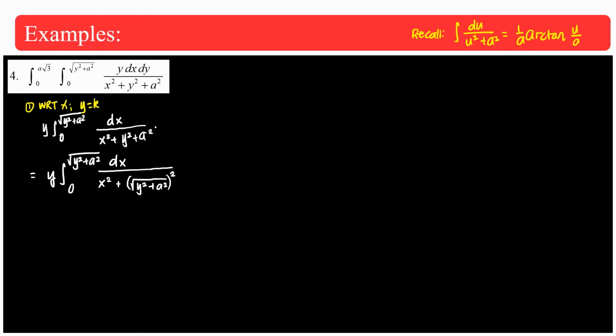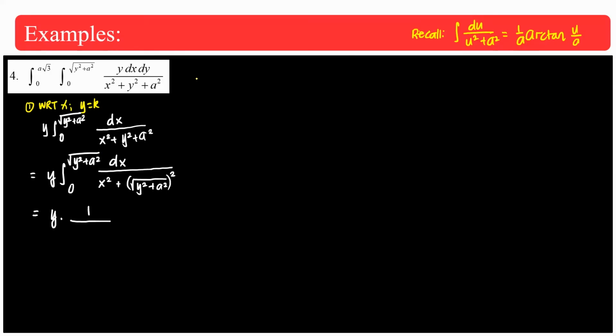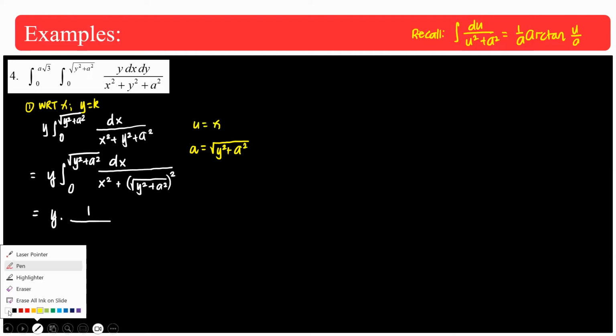I can say, oh, okay, that one pala is the same as when I write it in this form. So with this, it's taking the form of an arctangent. So the integral would be 1 over a arctangent. The a now, I'll just rewrite here, a is actually the square root of y squared plus a squared. The u is simply an x. There should be no problem with that.